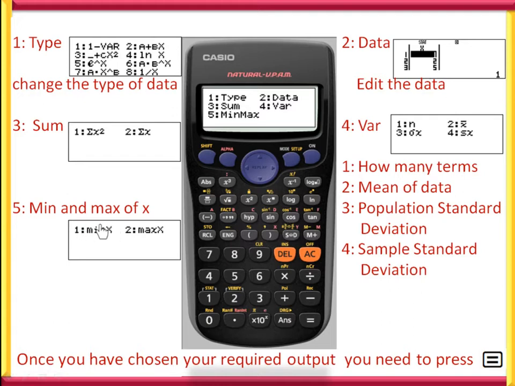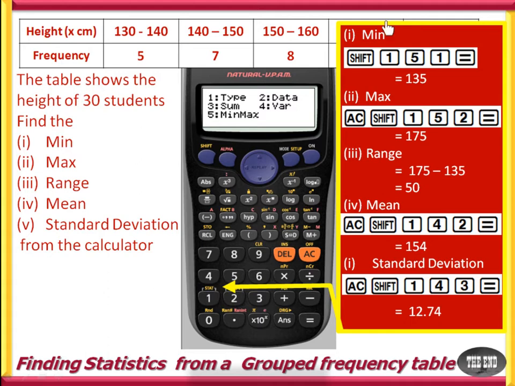So number 1 will give you the minimum X values, number 2 the maximum X values. So once you've chosen your required output, you need to press equals. Okay, so to get the minimum, we need to select the min-max function. So we would have already pressed Shift and 1. So Shift and 1 to get into this option. So when you press Shift and 1, which represents STAT, stats, this is what shows up on the screen.